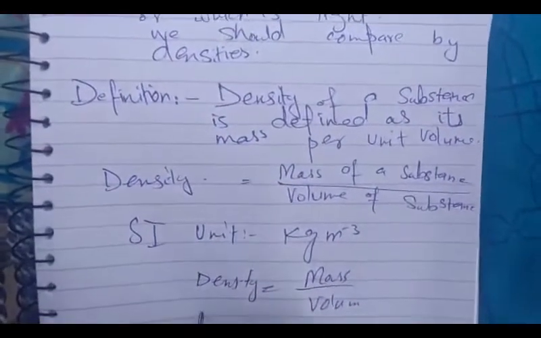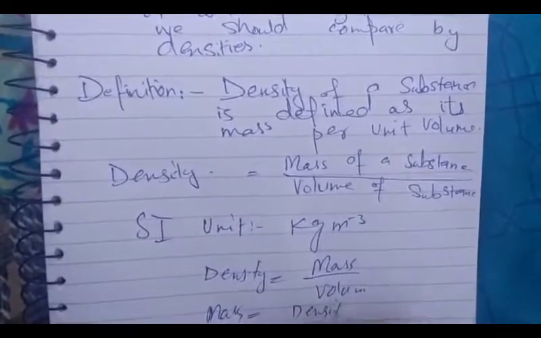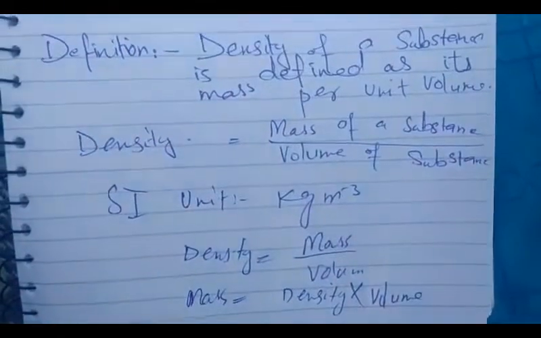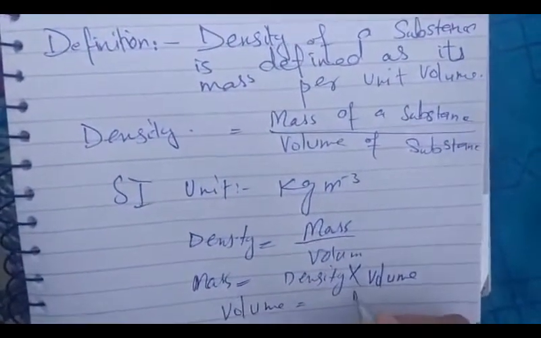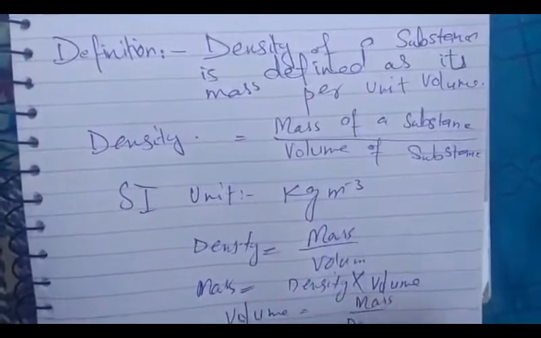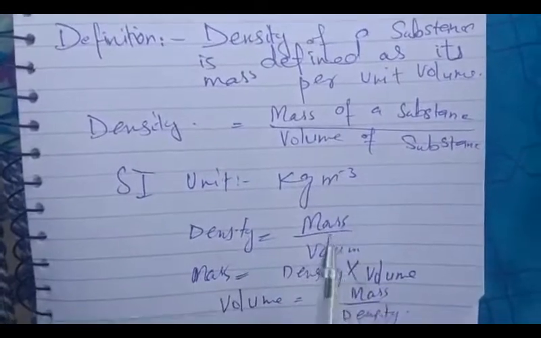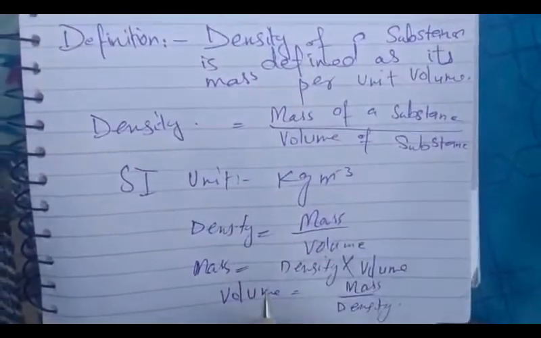And if we have to find the mass, then the formula of mass becomes density multiply volume. And for knowing volume, mass over density. So by knowing any two quantities, we can find the third one.